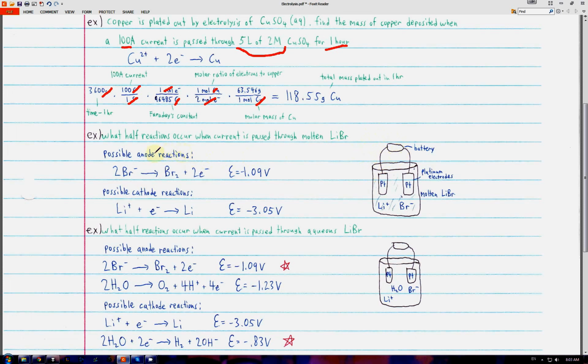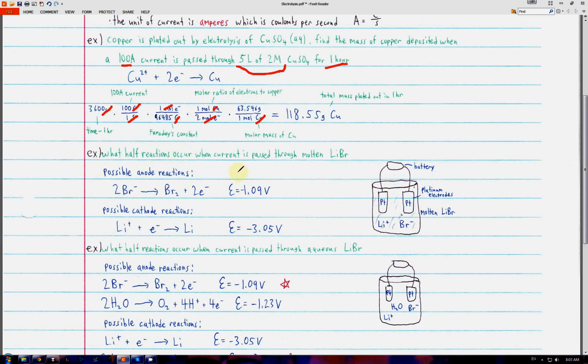So the first step is to write out all the possible reactions. The only possible oxidation reaction is bromine getting oxidized. Lithium can't be oxidized because it's already positive. It can't get any more positive. The only thing that can be oxidized is bromine because it has a negative charge. And the only thing that can be reduced is lithium because it has a positive charge.